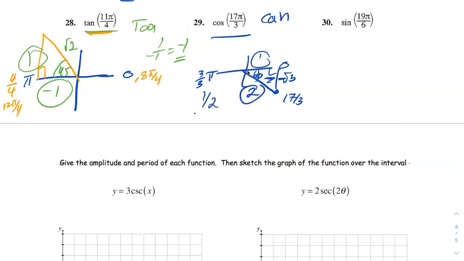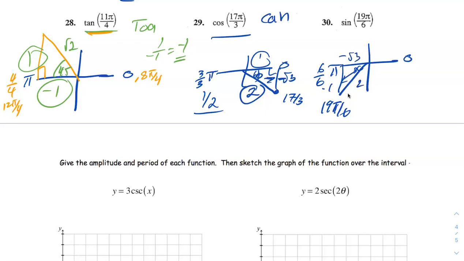Sine of 19 pi over 6. I'll do the same way. I won't bother you with all the details. So this is 6 over 6, so we go 0, 6, 12, 18. I'm going to go a little past that, so 19. That's 30. So 1, actually 2. Negative and negative, so you went to the left and you went down. And sine is opposite over hypotenuse, so we get negative 1/2.